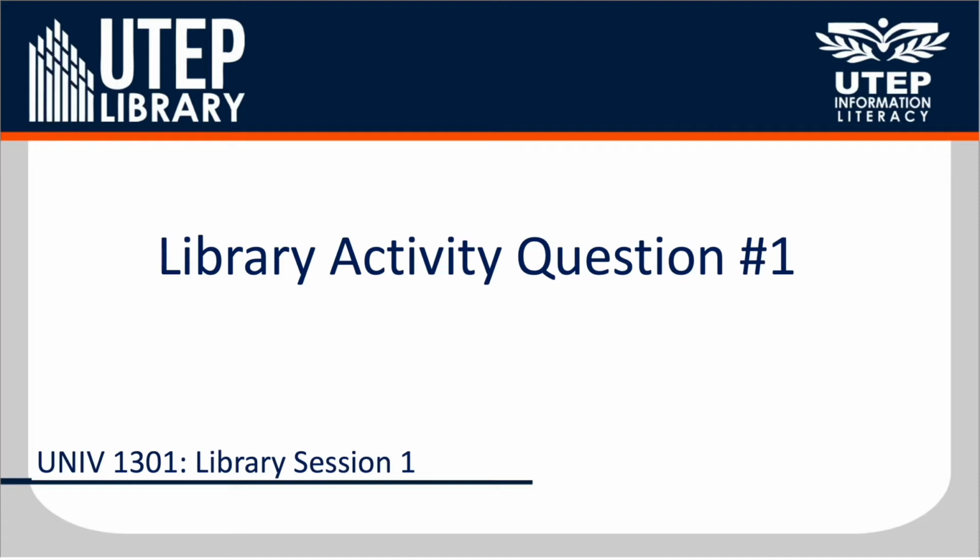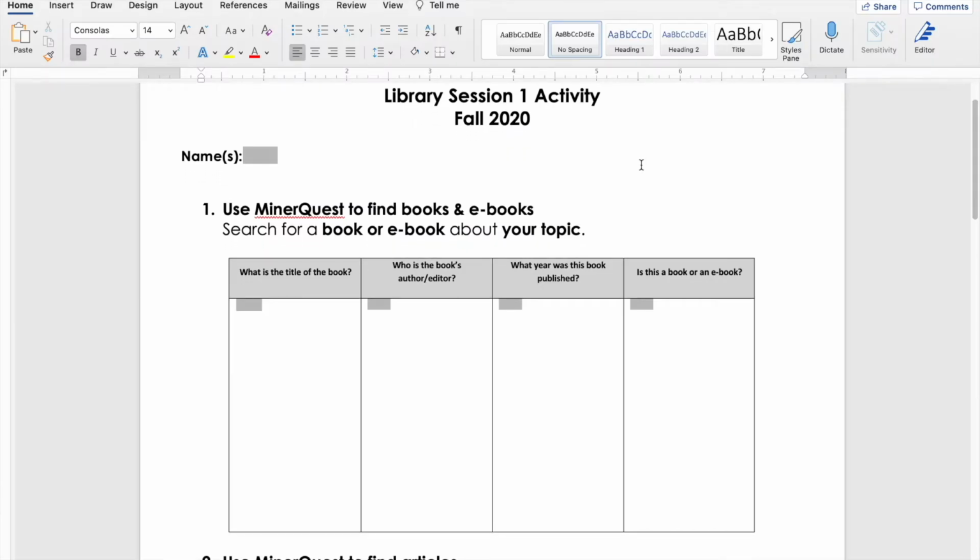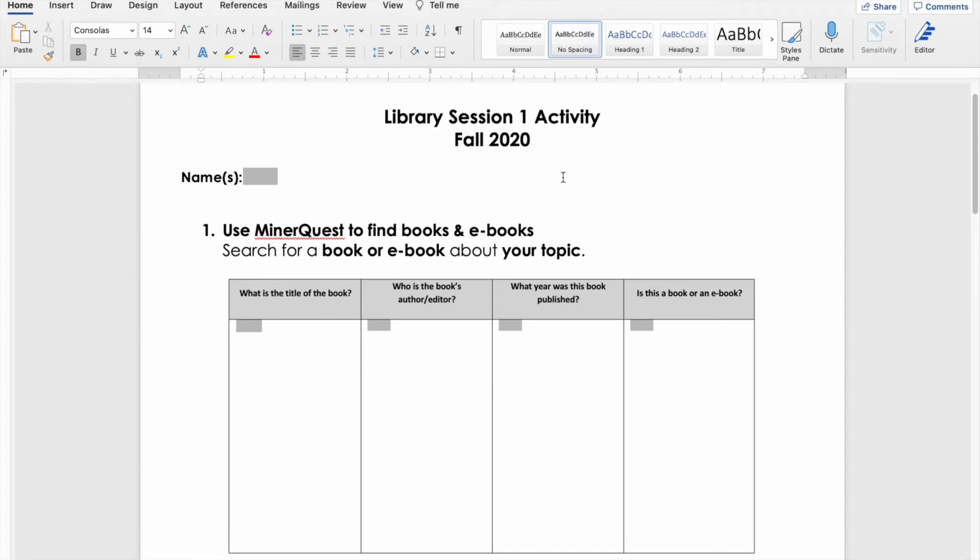In this video, you will learn how to answer library activity question number 1 in your UNIV 1301 Library Session 1 handout. This is the question that we'll be looking at. You're going to use MinerQuest to find one book or ebook about your topic. This is the information that we're going to need.